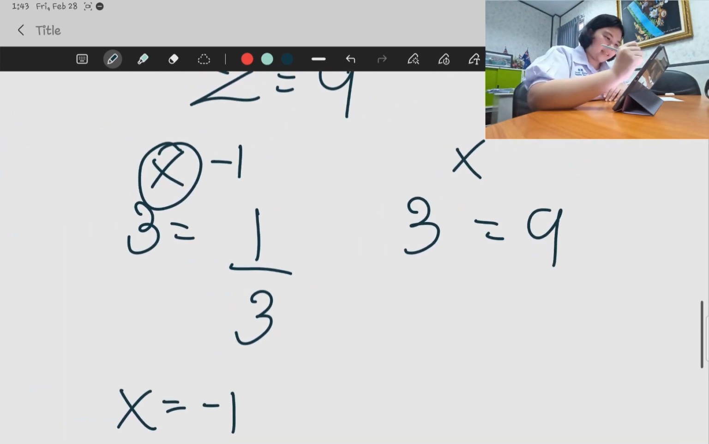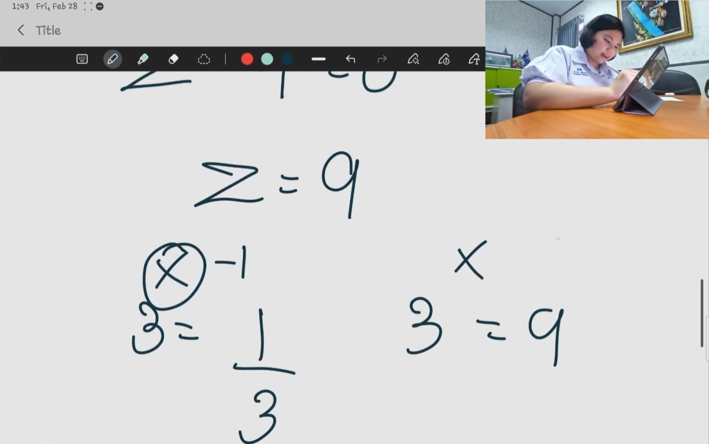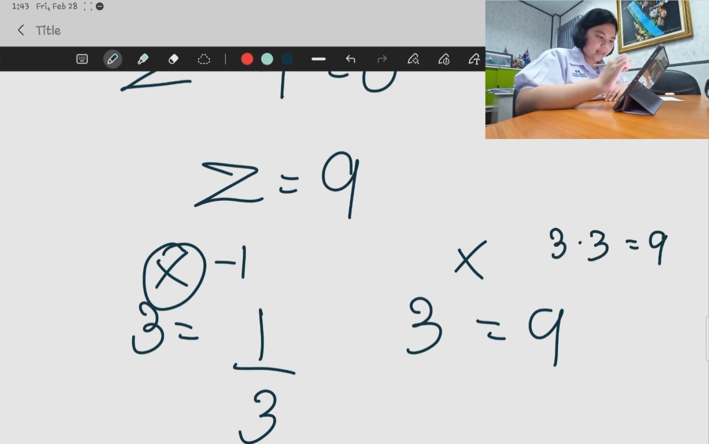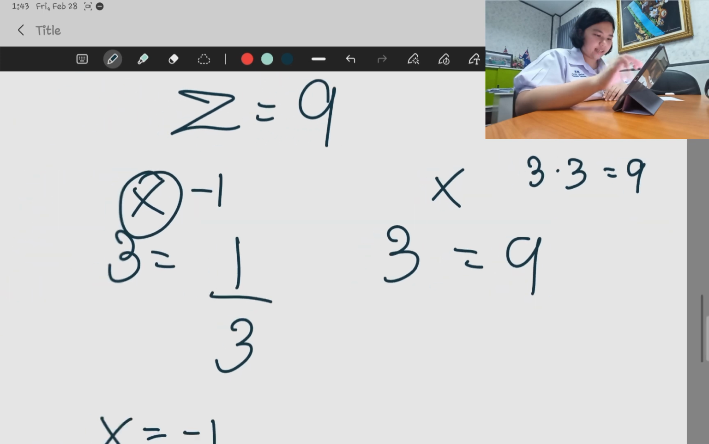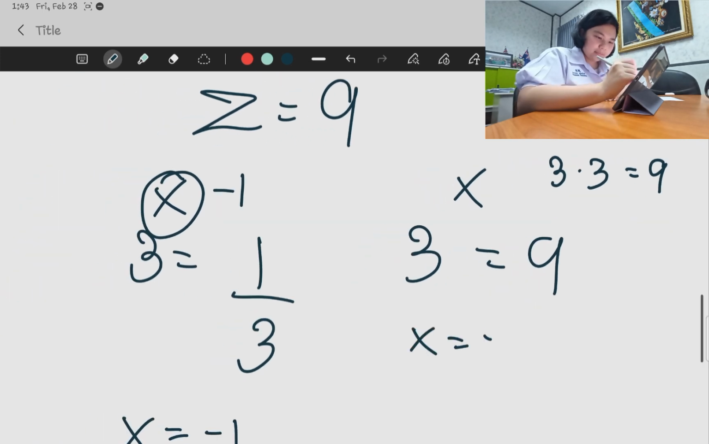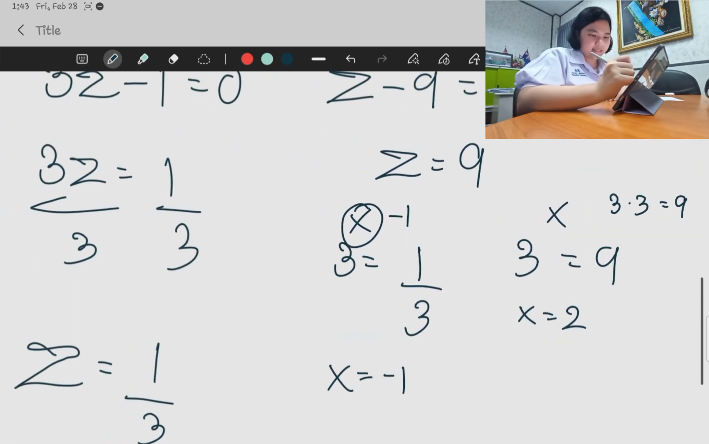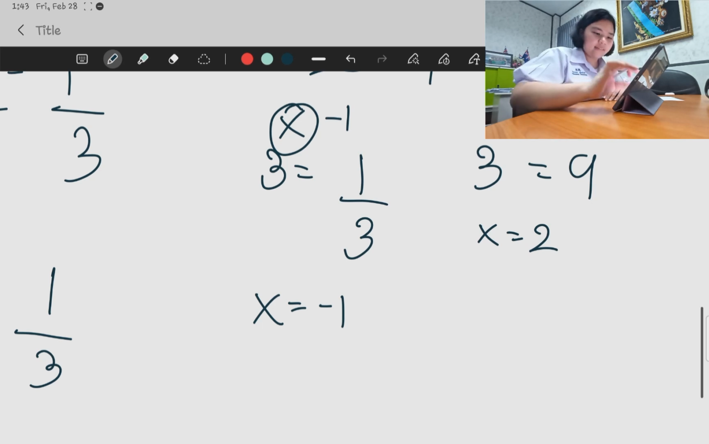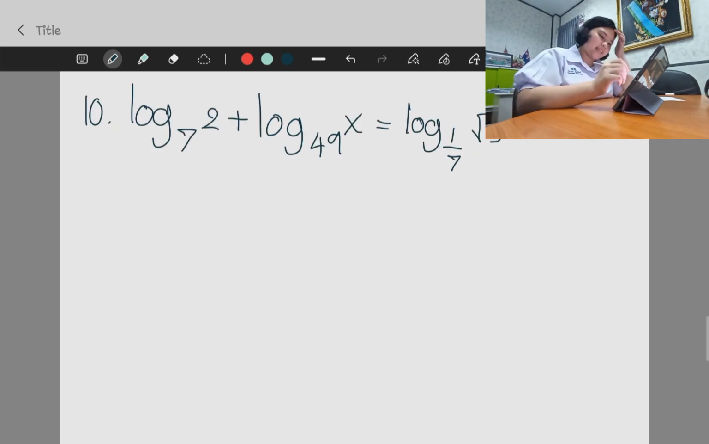and 3^x equals 9. It means a number that times its other equals 9. So it's 3 times 3, so the x will be equal 2. But the true answer is x equal 2 because x equal negative 1 has no solution. We move to the number 10.